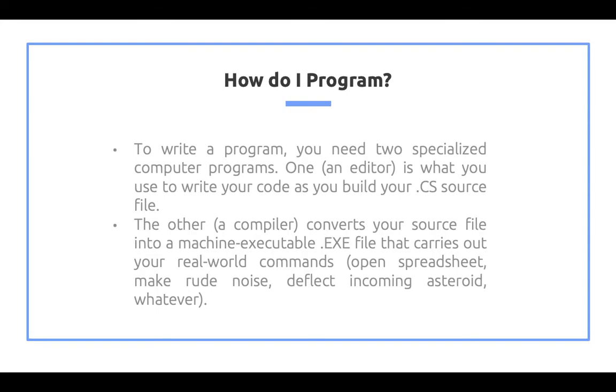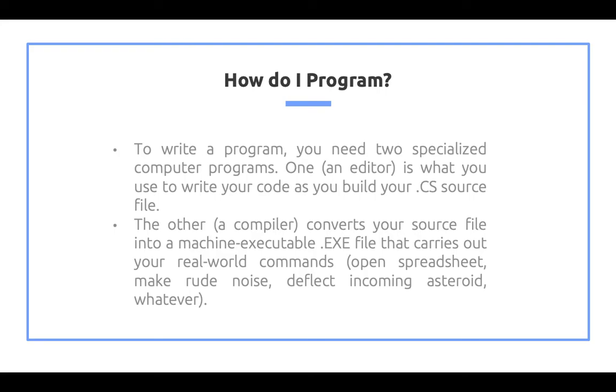So how do I program in C Sharp? So how do we write or create our program in C Sharp? For us to write a program, you need two specialized computer programs. One is an editor, which you use to write your code as you build your .cs source file. So meaning to say that whenever we are going to write our program, we need a text editor, or simply an application that can be used for us to write our C# code.